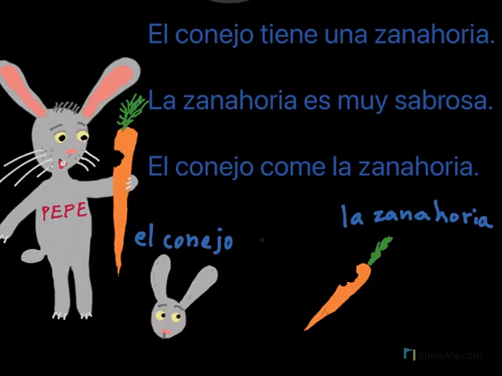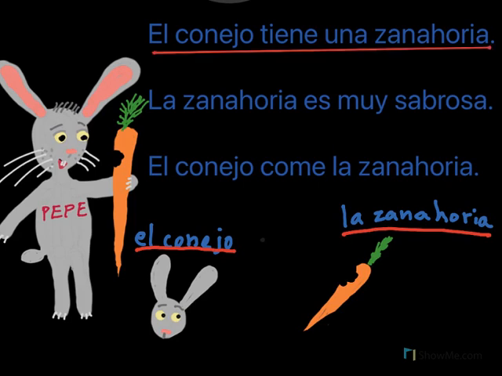All right, let's see. We have a conejo. We have la zanahoria. So we have a sentence. El conejo tiene una zanahoria. The rabbit has a carrot. So the subject is the rabbit because it answers the question who. What does it have? It has a carrot.